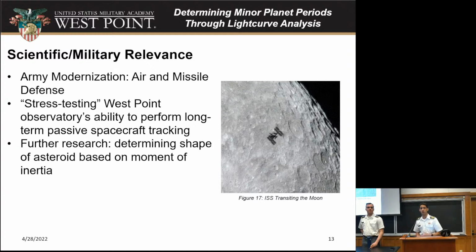Additionally, this is important for the Army. One of the Army's modernization priorities for air and missile defense is space domain awareness. Now, this is going to help us understand ways that we can optically track objects in deep space or even in Earth orbit. So that's important because passive tracking will allow us to conduct those missions without any emissions of photometric data or electromagnetic waves that could compromise the position of whomever is doing that mission.